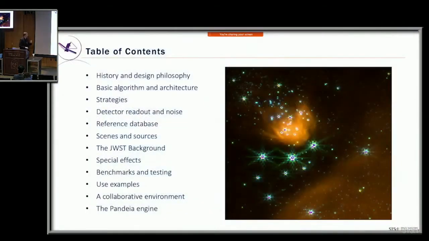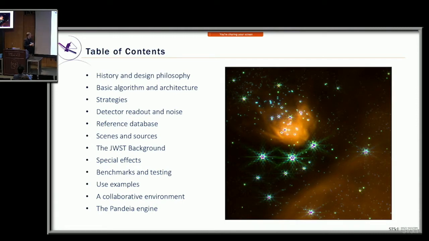All right. So the presentation here, I'll go through all these different items. I'll start with the history and design philosophy behind the JWST exposure time calculator. I'll go through the basic algorithm and the architecture and why it was done that way. We'll talk about strategies, which is a well-defined term in ETC land. This is an important one. I'll talk about the detector readout and how it's related to noise, because this is one of the things we get a lot of questions on. And it's very closely related to the ETC. And it's also related to the workflow that you typically will go through when you prepare a proposal.